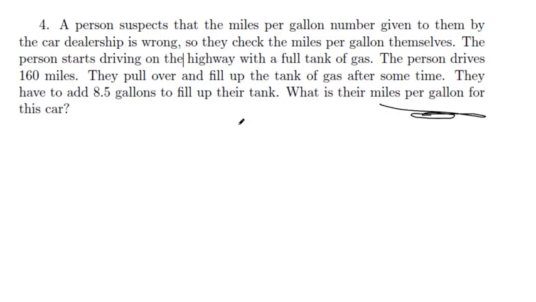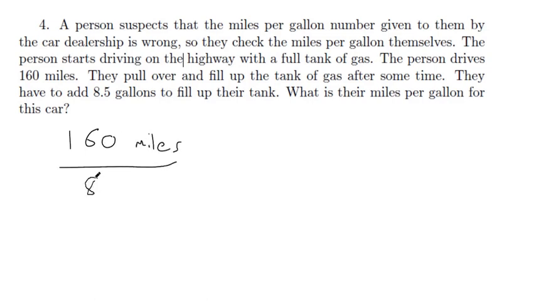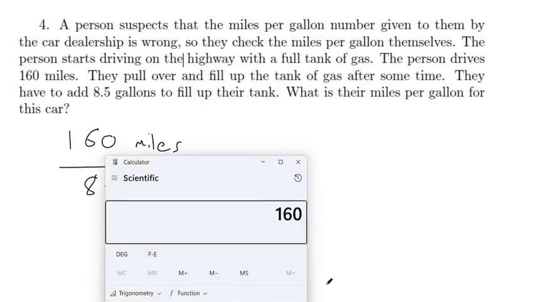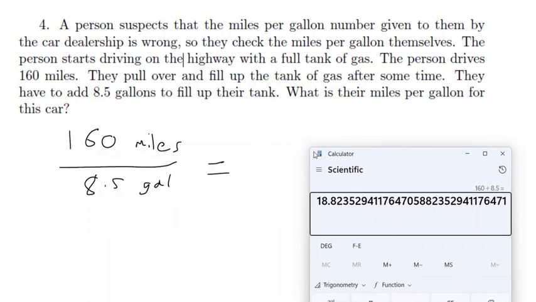And if we want to know miles per 1 gallon, you take the miles, 160 miles, and divide by the 8.5 gallons. When you divide those two numbers, you've calculated your miles per gallon. So they're getting about 18.8 miles per gallon, according to their recent measurements.